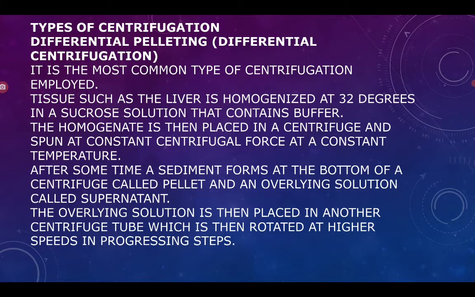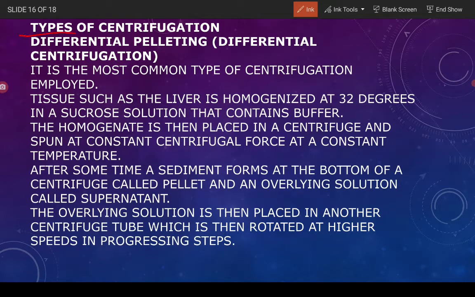So, types of centrifugation. The first type is differential pelleting, or differential centrifugation. It is the most common type of centrifugation employed. Tissue such as the liver is homogenized at 32 degrees in a sucrose solution that contains buffer. The homogenate is then placed in a centrifuge and spun at constant centrifugal force at a constant temperature.